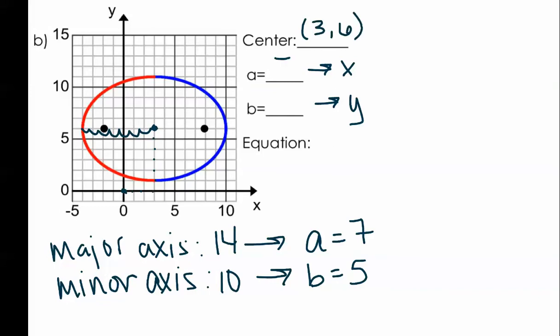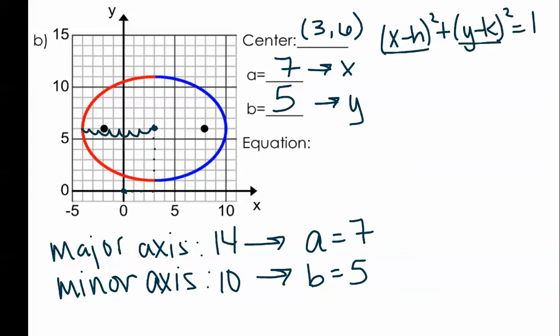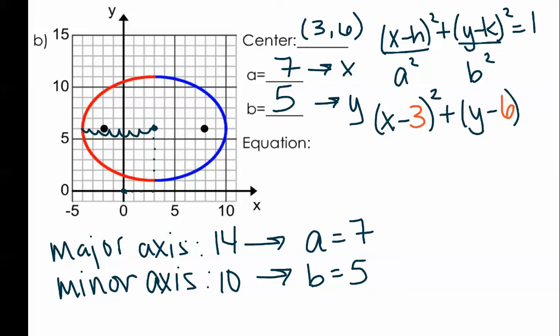My A value we said is 7. My B value is 5. We know A is lining up with my x, so we can plug this into our equation now. Remember what your equation is: x minus h squared plus y minus k squared equals 1. We have to figure out where to put the A and the B. We already decided A went with x squared, so we'll put A squared and B squared. Now we can start plugging everything in. So x minus 3 squared plus y minus 6 squared equals 1.